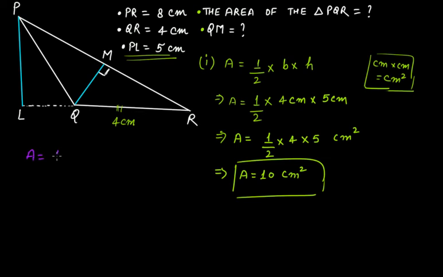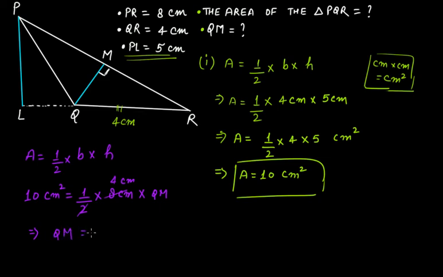Area is equal to half times base times height. What's the area? Area is now fixed. We have calculated the area and we do know its value now. So this is 10 centimeter square, then half times what's the base in this case now? PR. So PR is how much? 8 centimeter times, we don't know this height, we have to calculate it, so let it be QM. Now this 4 centimeter gets cancelled. So we have QM as 10 centimeter square divided by 4 centimeter.